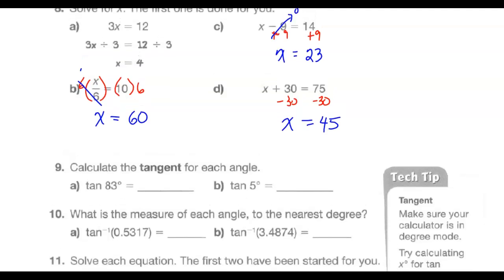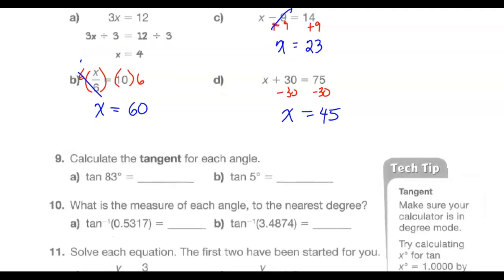Okay, back in Math 10, you learned about trig. It says calculate the tangent for each angle. Well, it's showing it here anyway, tan of 83. So get your calculator out. Mine's just loading here.